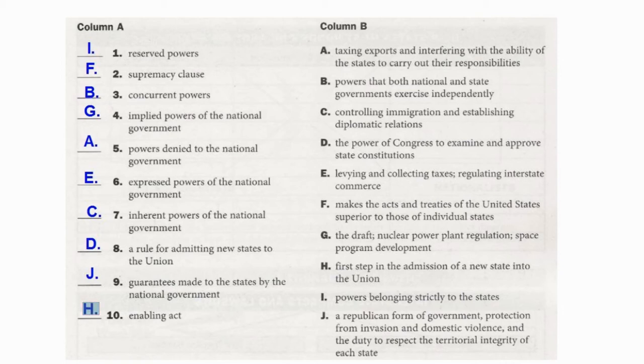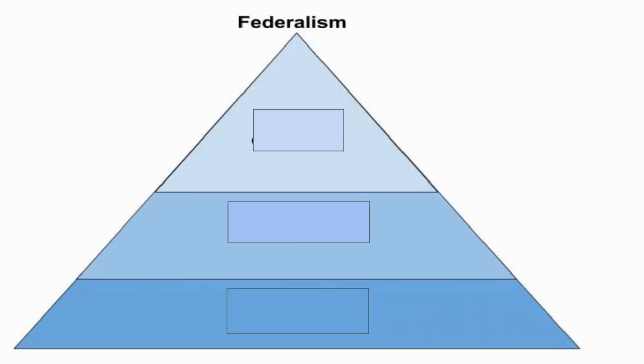And then finally, the Enabling Act, this is letter H. This is the first step for admission of a new state into our union. This is spelled out within the Constitution as well. So all these terms are very important.